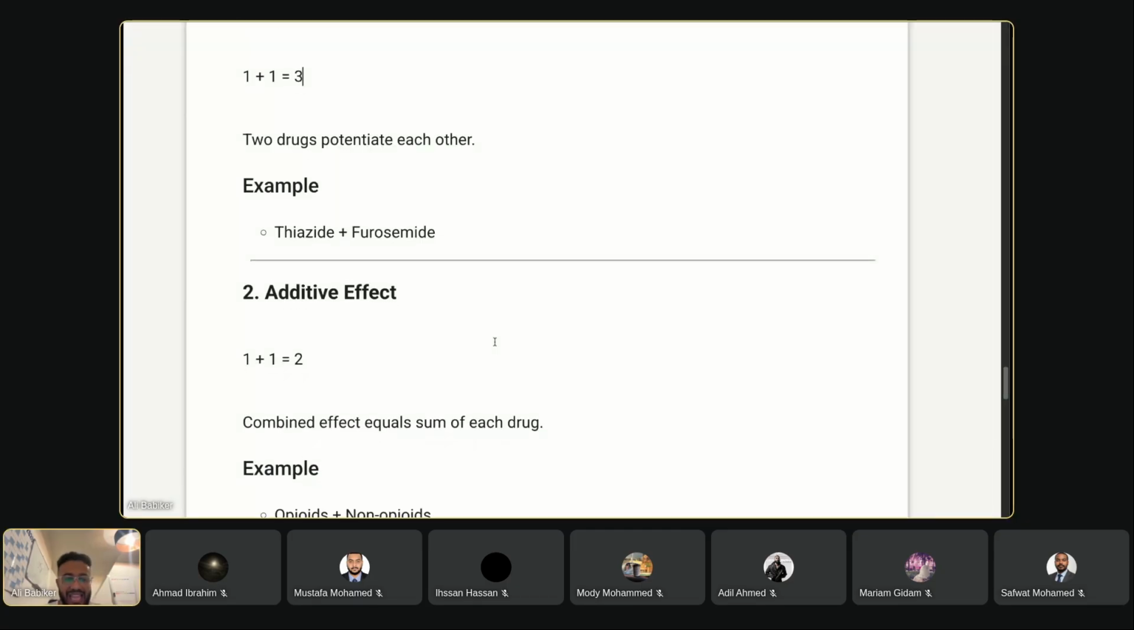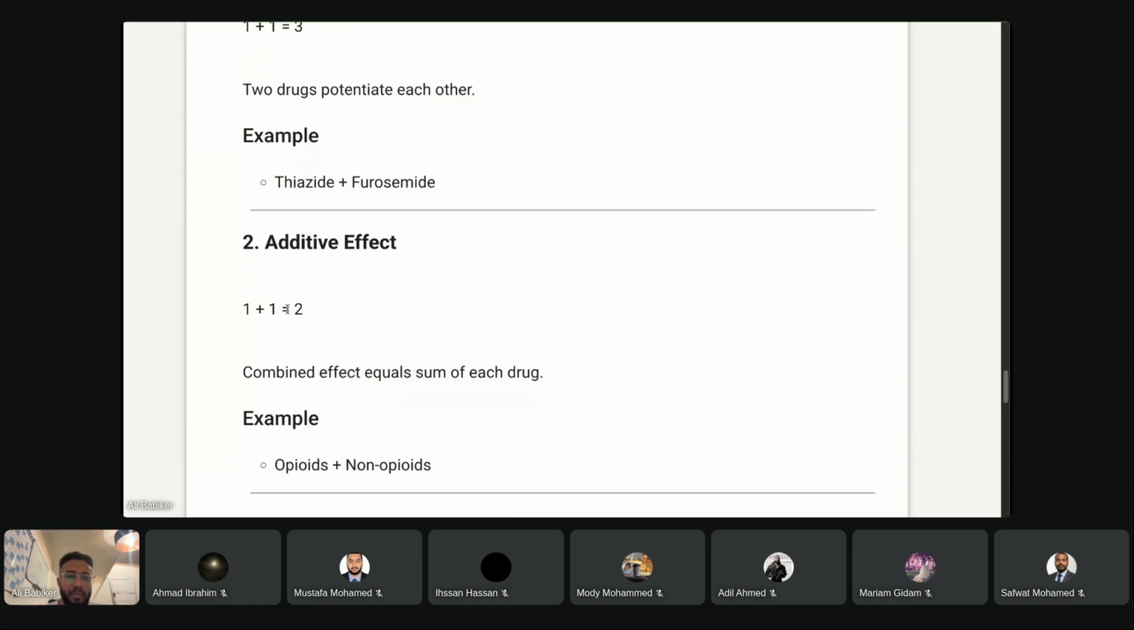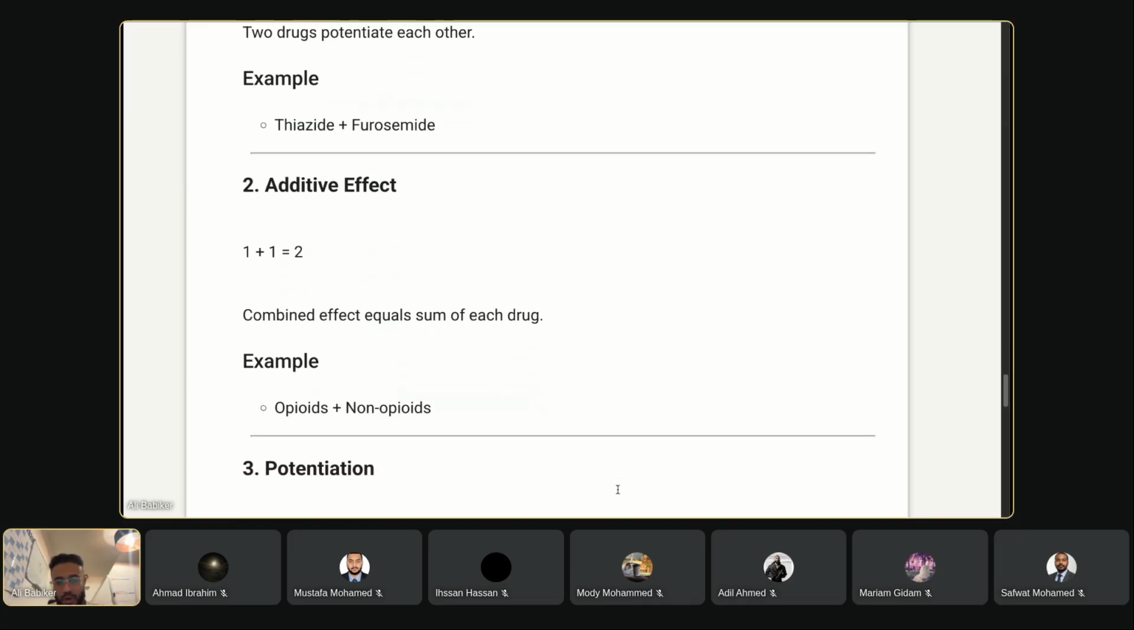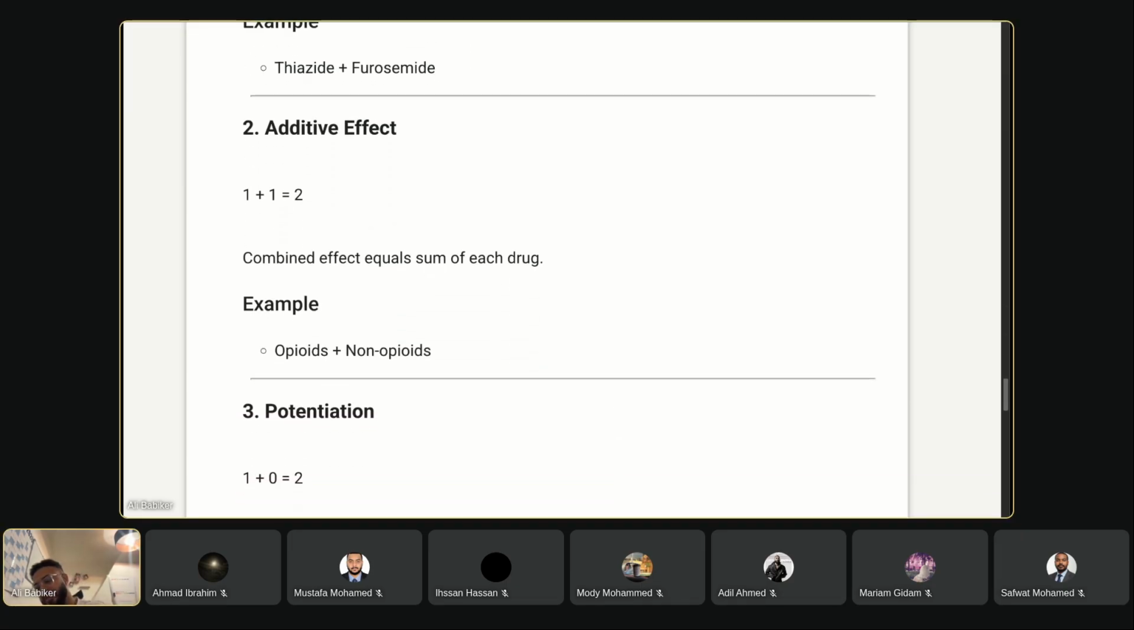All right. Additive effect. Additive effect means 1 plus 1 equal 2. If you combine them, the effect will equal the sum of the effects of the two drugs. For example, if you have a patient with pain and you give him an opioid like codeine or morphine, and also a non-opioid like paracetamol or a non-steroidal anti-inflammatory, the effect is 1 plus 1 equal 2.